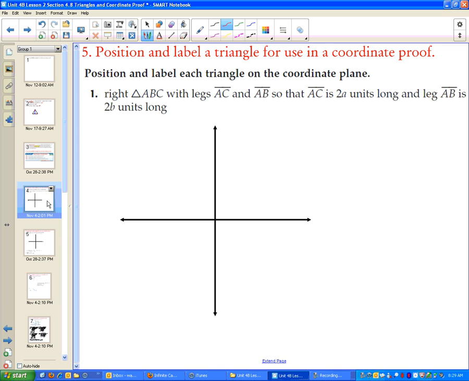And I'm going to put one leg along the y-axis, one leg along the x-axis. And I tried to not make them the exact same length. Since one of them has a length of 2A and one of them has a length of 2B, they're not the same length unless A and B are equal, and we have no reason to think that A and B are equal. Okay? And then draw in the hypotenuse.